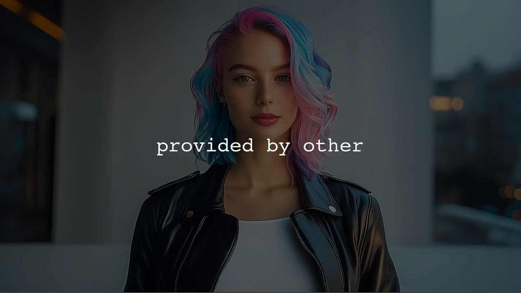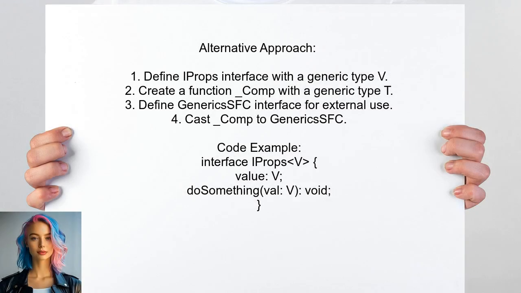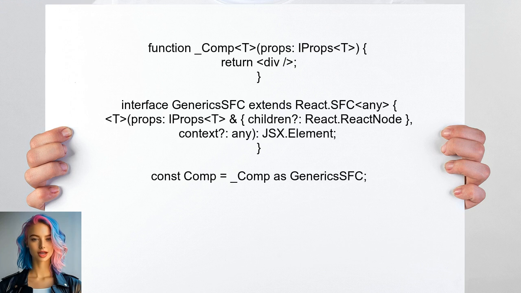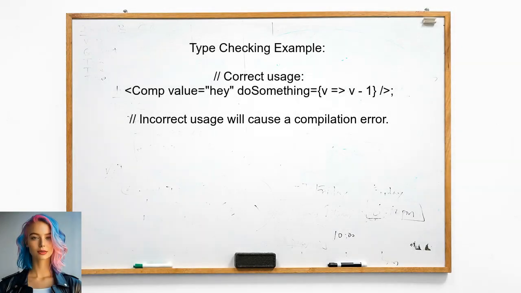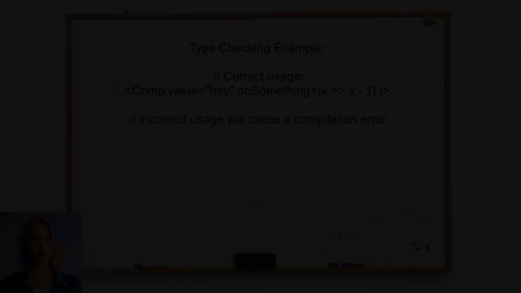Now let's look at the answers provided by other users. This user suggests a method to define generic types in React stateless components by using two types, one for the inside and one for the outside of the component. They create an interface for the props and a function that accepts these props with a generic type. They also demonstrate that this approach allows for type checking, ensuring that incorrect types will result in compilation errors, enhancing the reliability of the component.